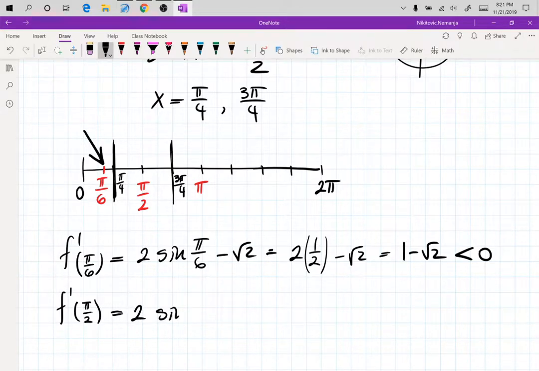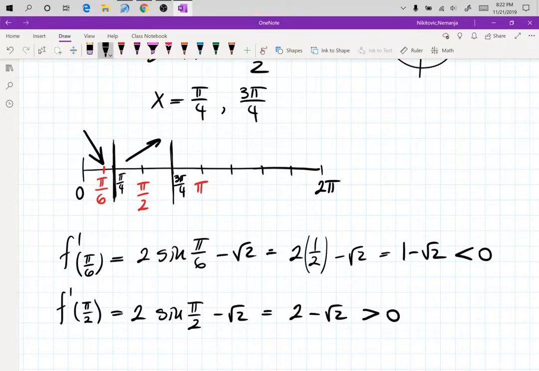2 sine pi over 2 minus root 2. What's sine pi over 2? Very good. So this is 2 minus root 2. That's more than 0. Boom. Increase.